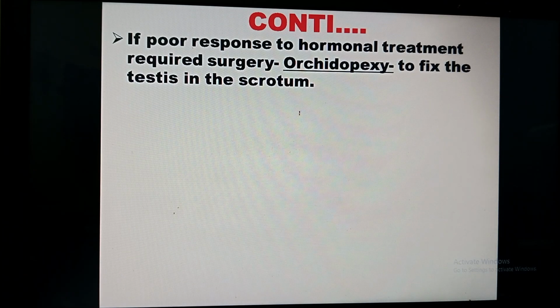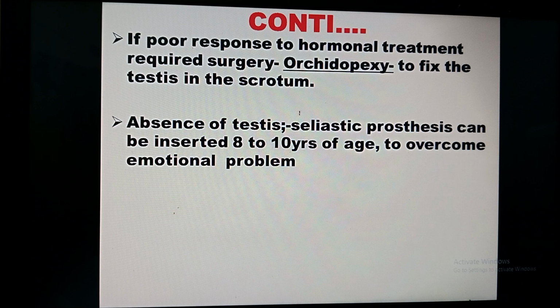If there is poor response to hormonal treatment, then surgery is required, okay. If the testis does not descend, it means orchidopexy, okay. Orchido means testis, pexy means repair. So they will open very carefully, because this is a very minor, very delicate surgery, and they will take out the testis and fix the testis into the scrotum. While handling the testis, they will handle it very carefully, because the testis is very fragile.